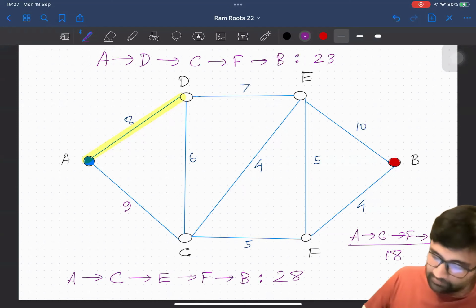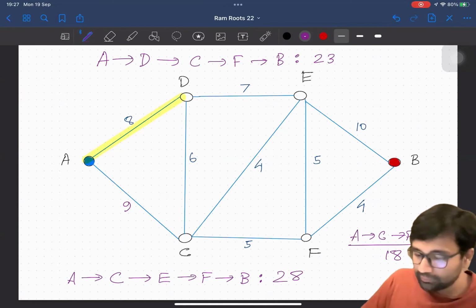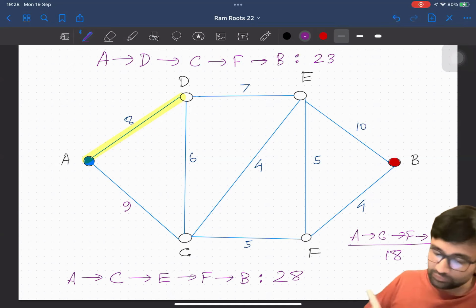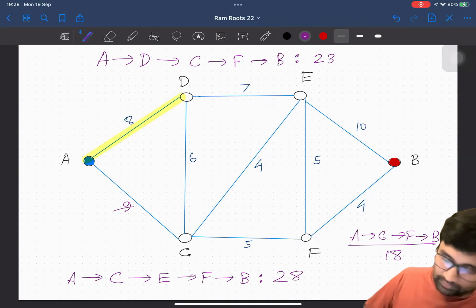So if A to C took 9 minutes, then the fastest route is A to C to F to B. If A to C took, how much was it? 13 minutes before, no? Or no, 15 minutes only.